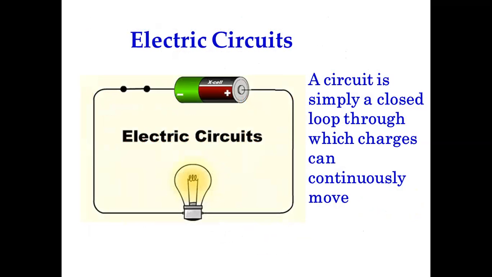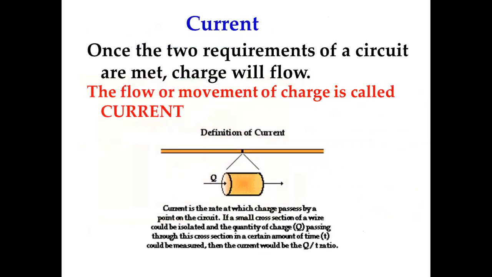A simple definition of an electric circuit: when all the requirements of the circuit are completed, the source of power is present, which provides the voltage, and a conducting wire is present, and a device is present. The circuit is completed, and charges will start to flow.